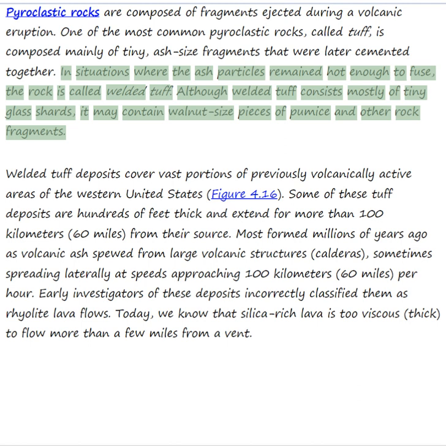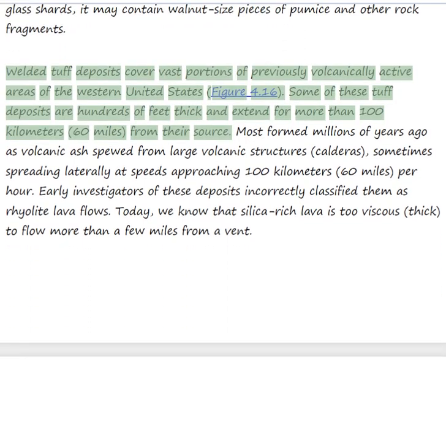Although welded tuff consists mostly of tiny glass shards, it may contain walnut-sized pieces of pumice and other rock fragments. Welded tuff deposits cover vast portions of previously volcanically active areas of the western United States. Some of these tuff deposits are hundreds of feet thick and extend for more than 100 kilometers from their source.